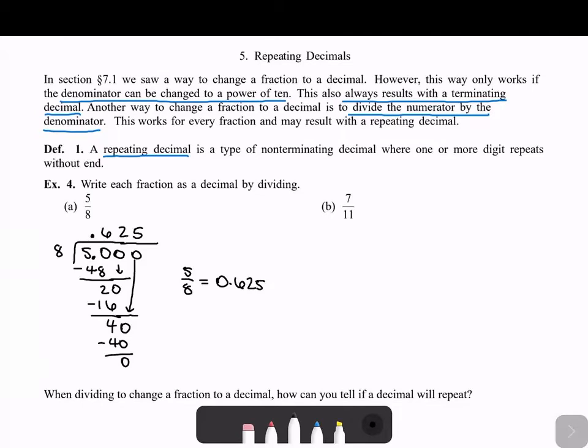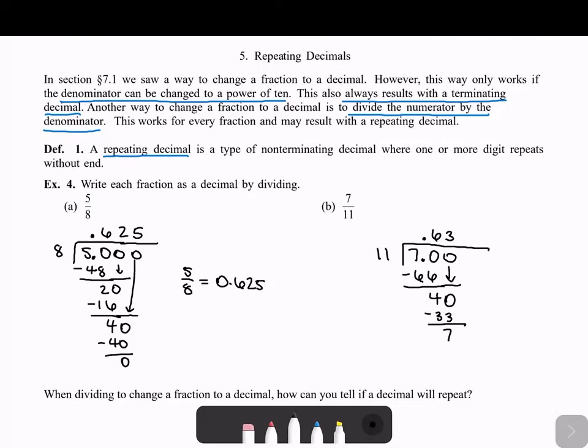So now we want to look at 7 elevenths. So we want to do 7 divided by 11. So 11 can't go into 7, so we add a decimal and a 0. 11 goes into 70 6 times. So we have 66 with a remainder of 4. And then we bring down a 0. 11 goes into 40 3 times. So 33. And we get back 7 as a remainder.